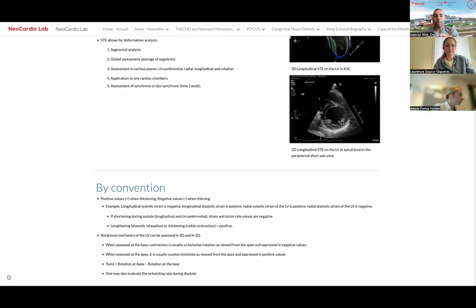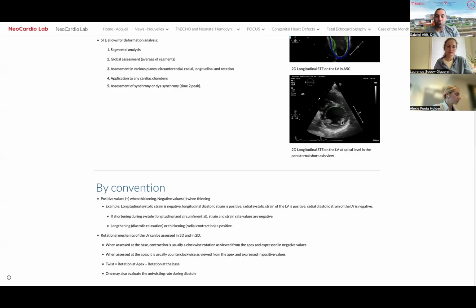So typically, by convention, you speak about a negative strain in systole when it's longitudinal because you get shorter. You talk about a negative strain circumferentially because it gets shorter. And you talk about a positive strain in systole for the radial axis. What's the radial axis? It's the thickening of the muscle. How much did it thicken? So because in systole it becomes bigger, it's not becoming shorter, it's a positive value compared to when you get shorter, it's a negative value.